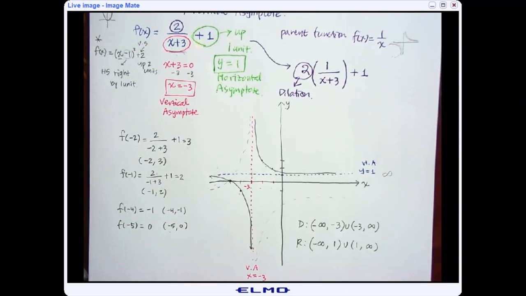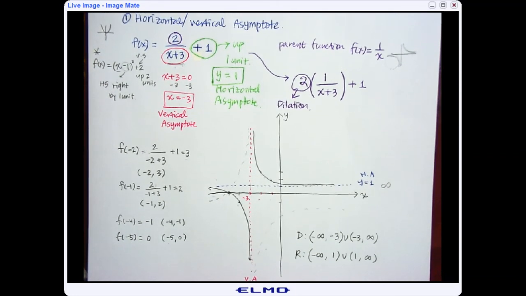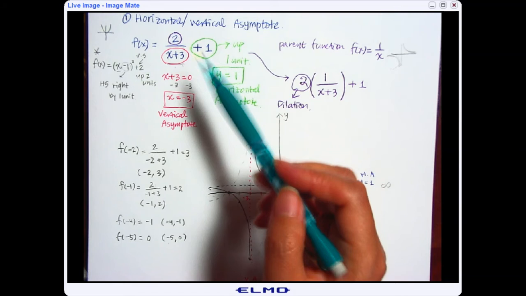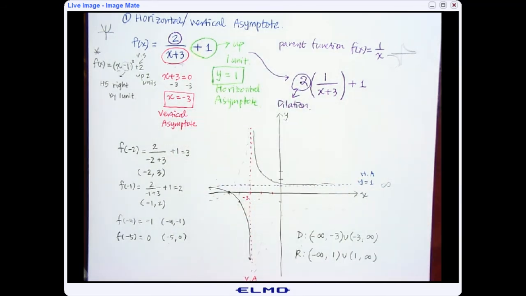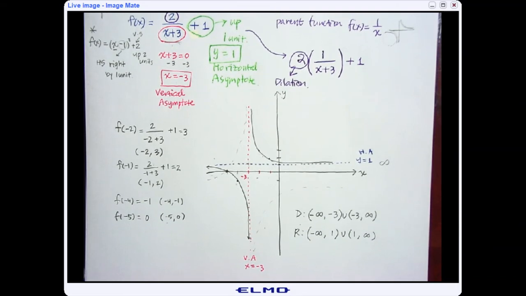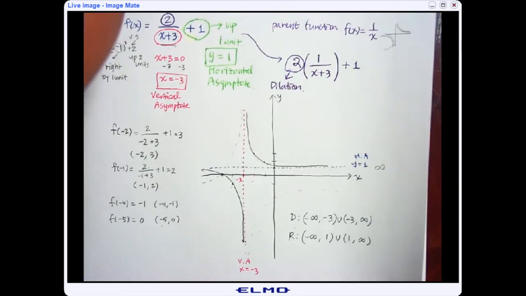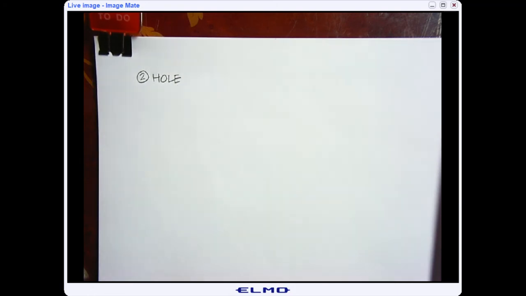Okay, then now with this knowledge about asymptote and dilation, the second segment will be a discussion about holes. So now I'm changing to a new paper. So the second segment will be titled Hole.